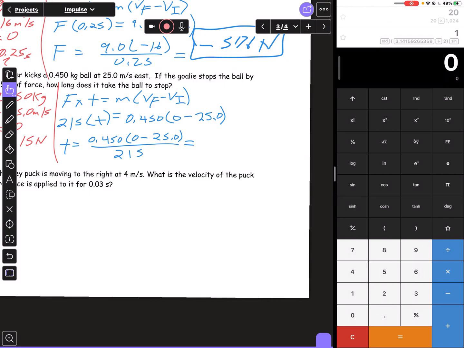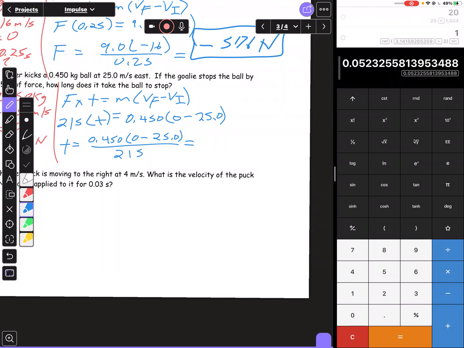So 0 minus 25 will be negative 25. So it'll be 25 times 0.450. That gives me 11.2, or negative 11.2. Then I'm going to divide that by 215. And that gives me 0.052. I want to go out to the first two non-zero numbers. So that would give me 0.052. And my unit, since it's time, is going to be in seconds.